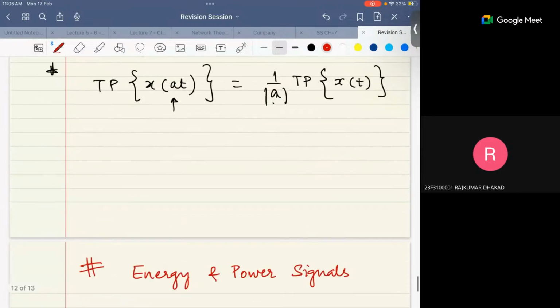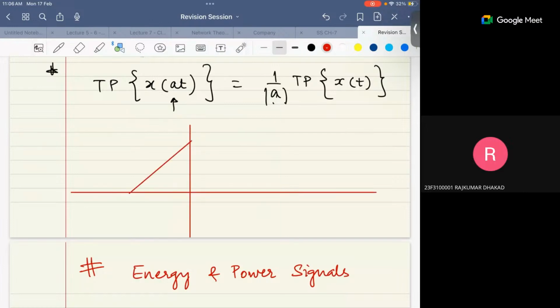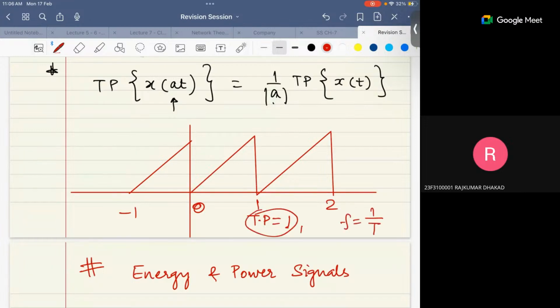One more thing, in the periodicity, if you have been given something like this, so the time period is what? Or if I have been asked the fundamental frequency, how will you calculate it? The fundamental frequency is 1 upon T. Time period, if you know, fundamental frequency you can calculate, right?